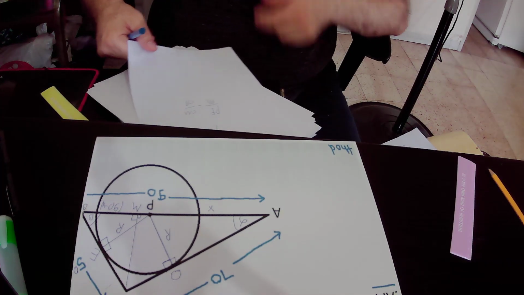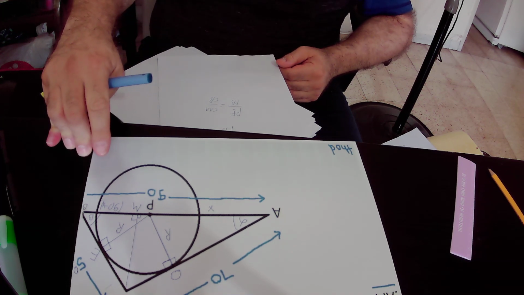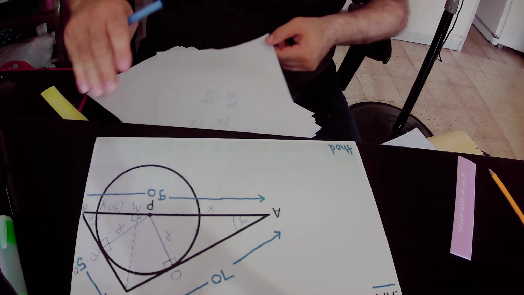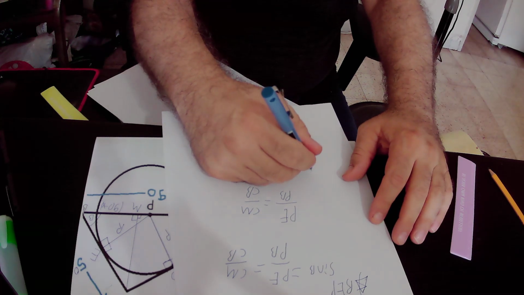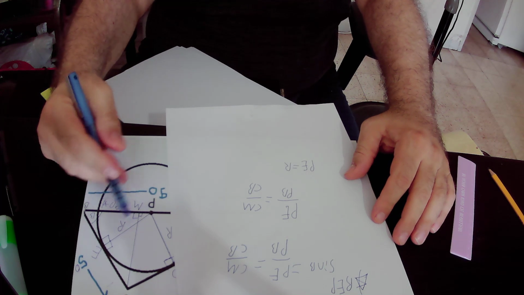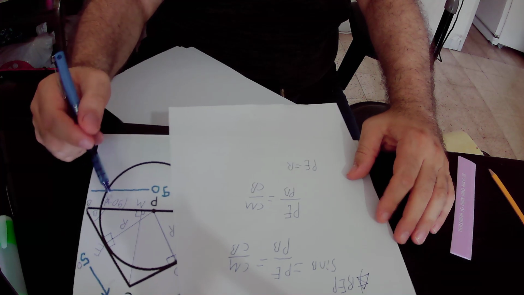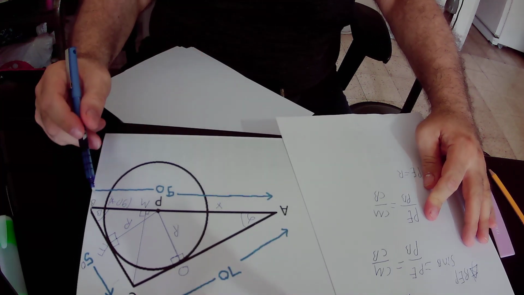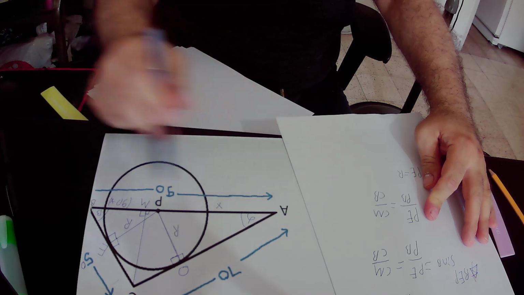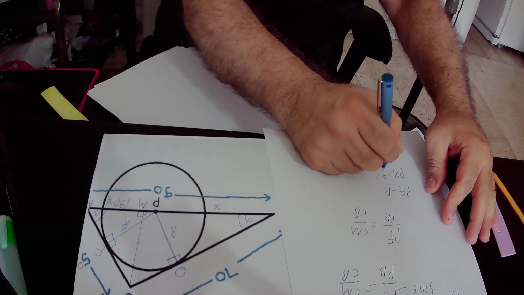Now PE is the radius of the circle. PE equals the radius of the circle. And PB equals 90 minus x, because it is AB that is 90 units minus AP that is x. So PB equals 90 minus x.